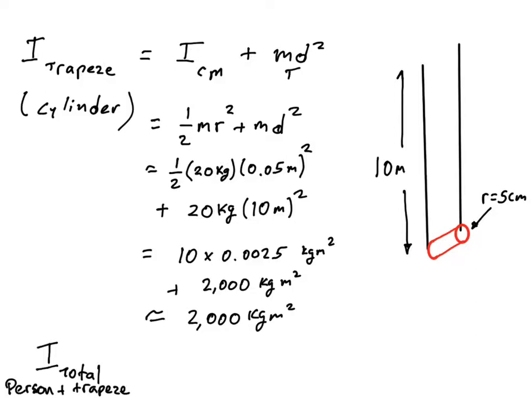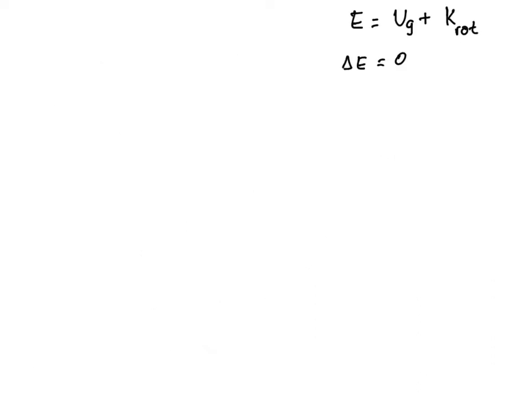So what's the total moment of inertia of the person plus the trapeze? The person we just found before was 6,067, and the trapeze, basically the bar of the trapeze, 2,000. So for a total of 8,067 kilograms meter squared. So we have a total moment of inertia of the object that is rotating, the trapeze and the person together. They have a combined moment of inertia of 8,067 kilograms meter squared.